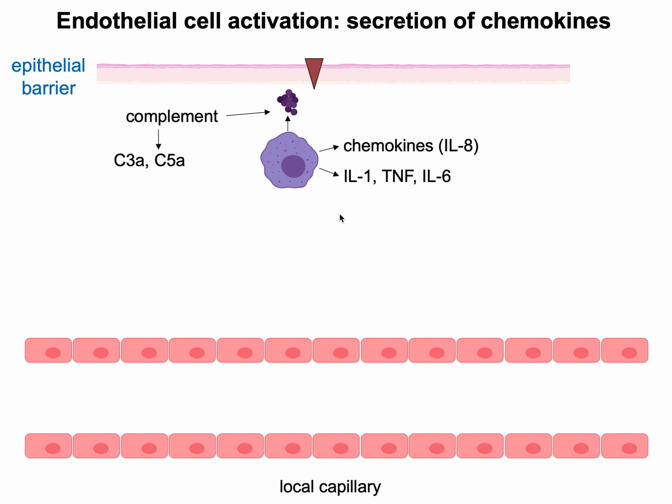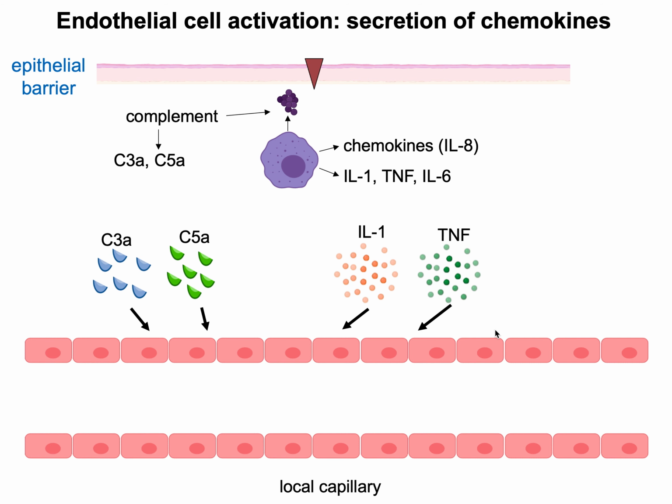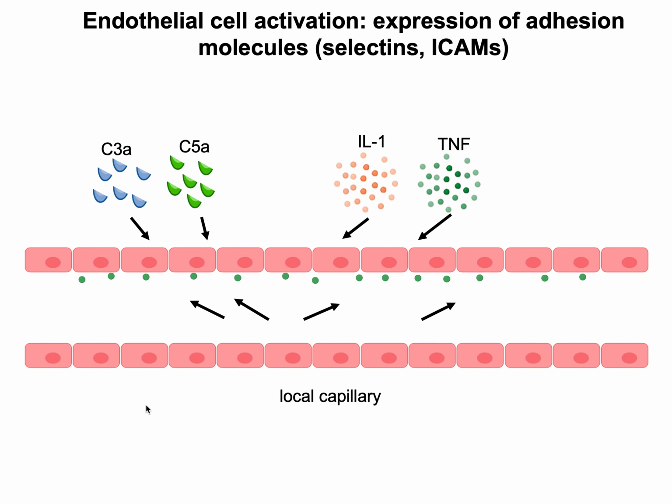These complement components and these cytokines act upon these endothelial cells to induce their activation. These endothelial cells express both complement receptors and cytokine receptors. One of the things that happens when these molecules act and activate endothelial cells is these endothelial cells start to produce their own chemokines within the capillary. And one of the main chemokines that they produce is interleukin 8.